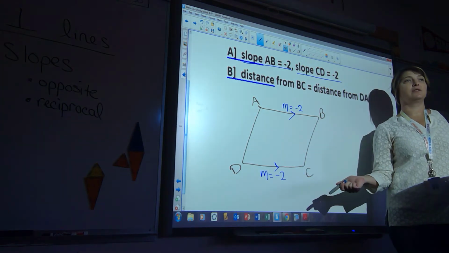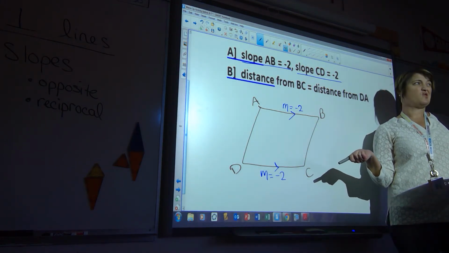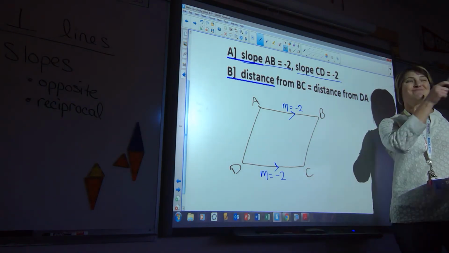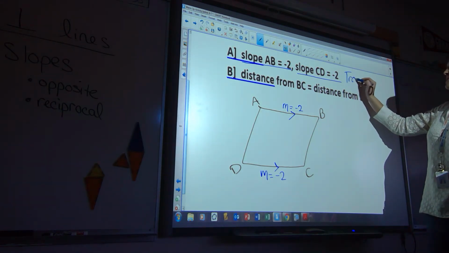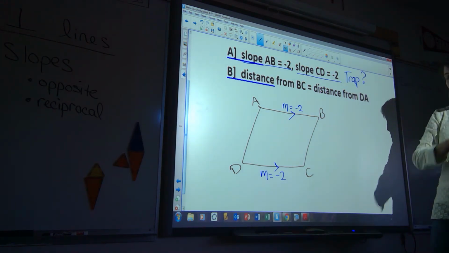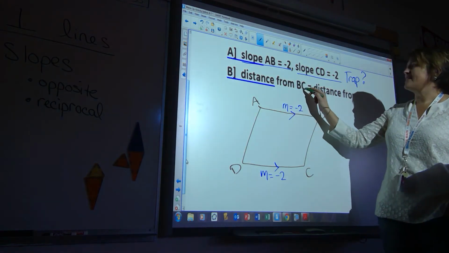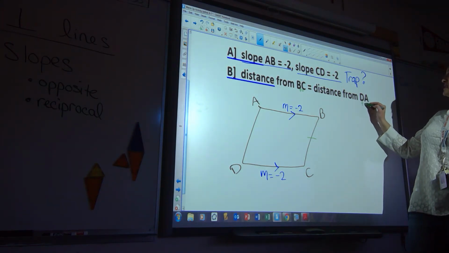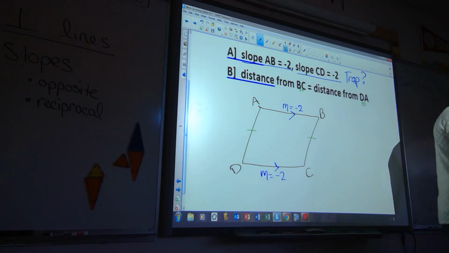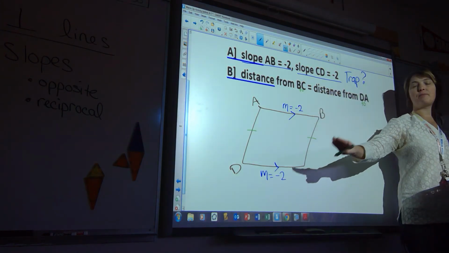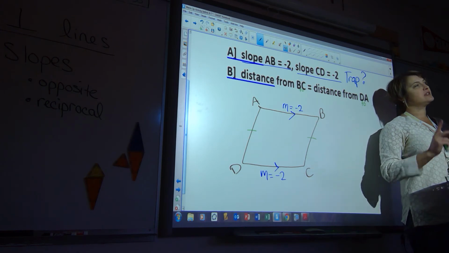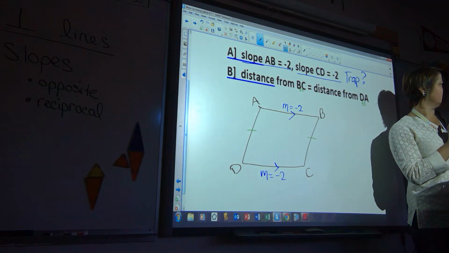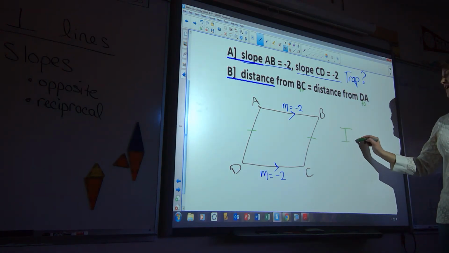So I'm thinking, what's the only shape that has one pair of parallel sides? Trapezoid. I'm thinking this might be a trapezoid. Let's see what else is given. The distance from, I think this is meant to say B to C, is equal to the distance from D to A. So we definitely only have one pair of parallel sides, and these other sides are equal in length. That's a trapezoid. Is it a special kind of trapezoid? Isosceles. Yes, this one is an isosceles trapezoid.